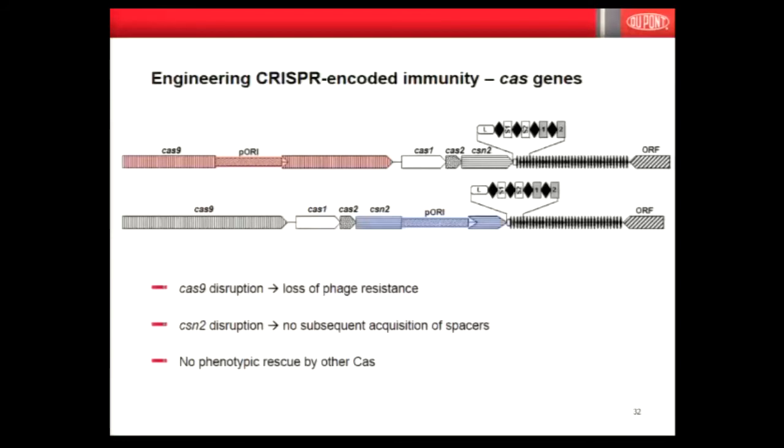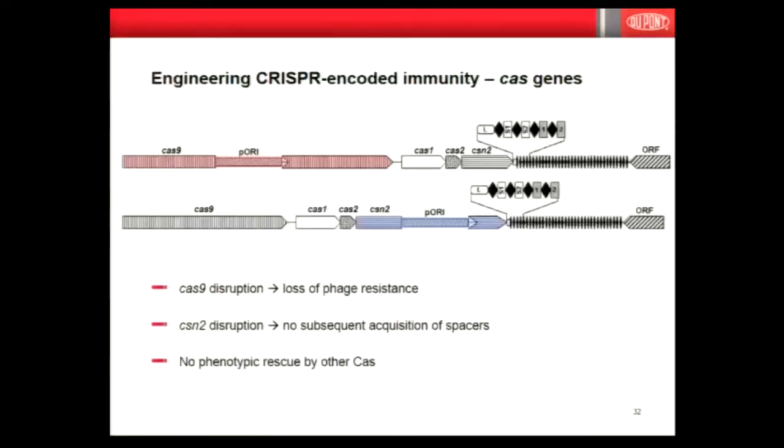We also did some analysis about Cas genes, and we disrupted Cas9, showing that the resistance provided by novel spacers was not active anymore, suggesting that Cas9 was important to provide this interference. And in contrast, when we disrupted the Csn2 gene here, we could still observe this resistance, but we were unable to acquire novel spacers, suggesting that this gene is involved in the acquisition step, the adaptation step.